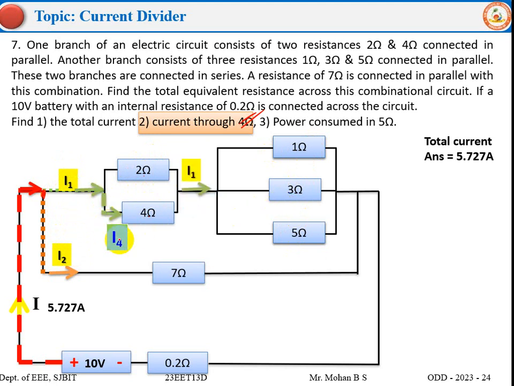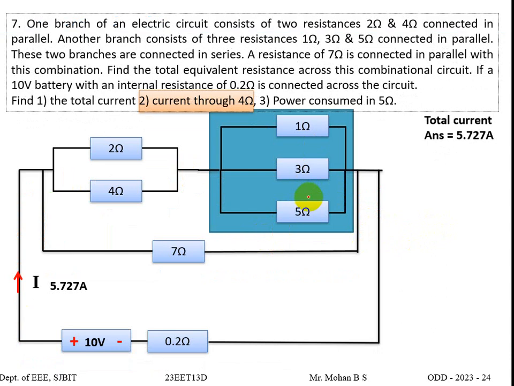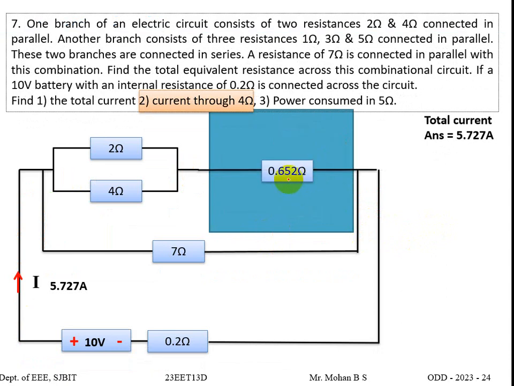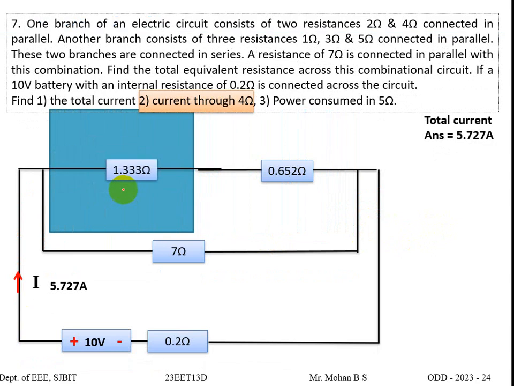Here again we further need to find I4. Once we find I4, that will be the current through 4. Now we'll have current I4 and some current I3, and then at the end it comes to this junction as the same current I. And again, to find the power consumed in 5, we'll find the current flowing through this branch. Here we'll have the same current I1 and then I2, and it comes out as 5.727 amperes. For 1, 3 and 5 in parallel, 0.652 we have done earlier. 2 and 4 are again parallel, we saw last time, we got the answer as 1.333 ohms.